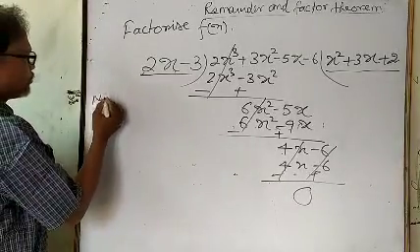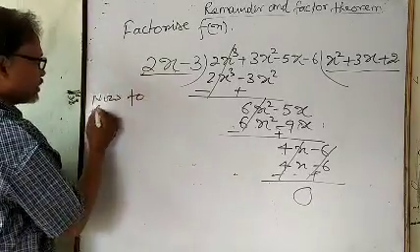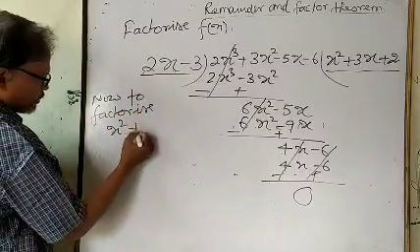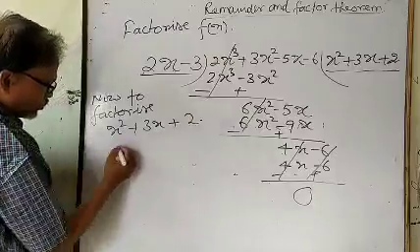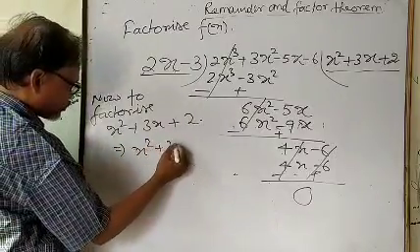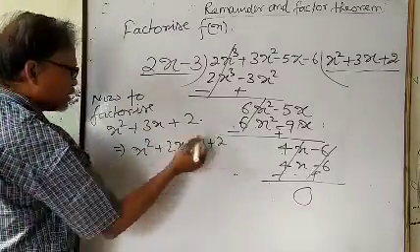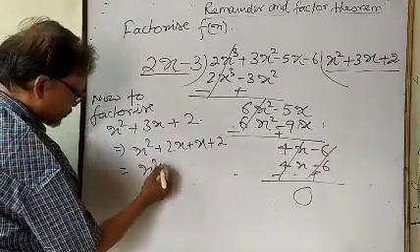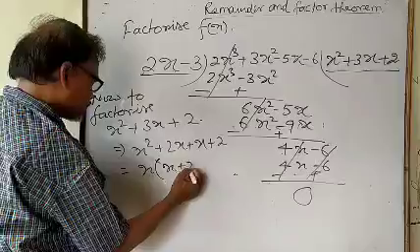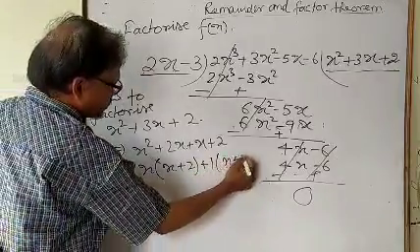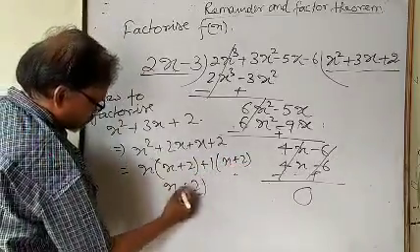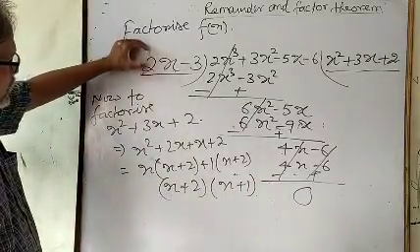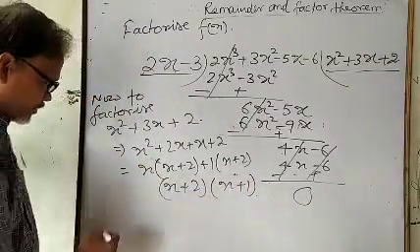So now to factorize x square plus 3x plus 2, we have x square plus 2x plus x plus 2. Simple factorization, as you have read in class 9. x is common, x plus 2, and plus 1 is common, x plus 2. So x plus 2 and x plus 1. Now you can see this is the one factor. Now these are the 2 more factors.